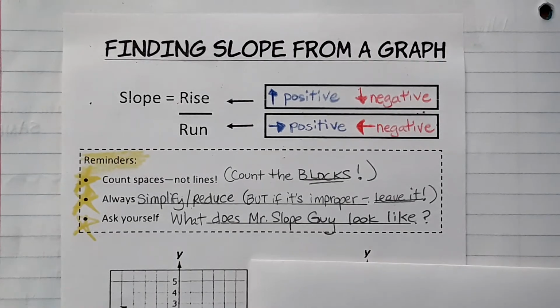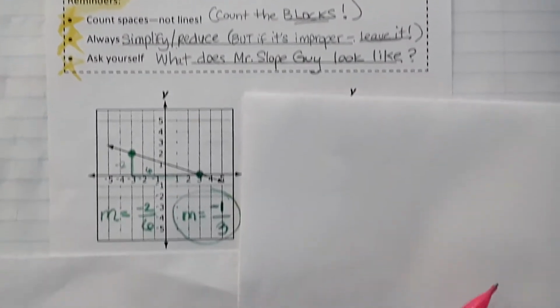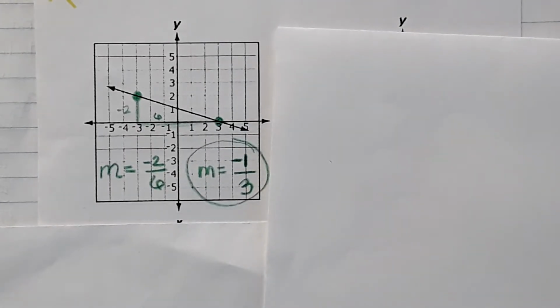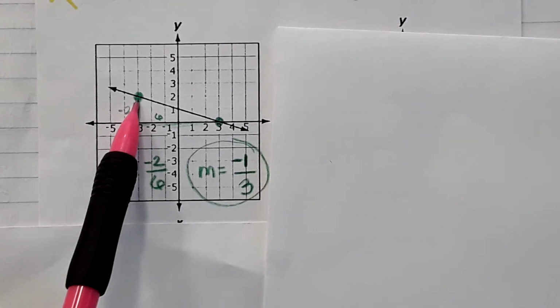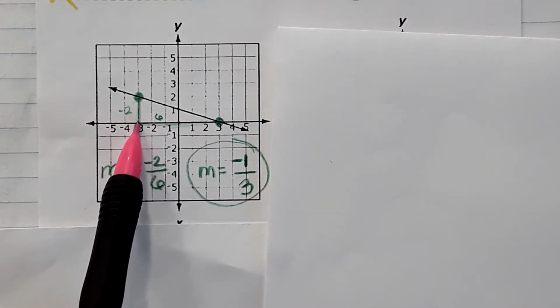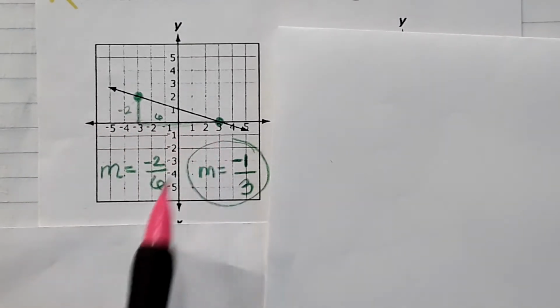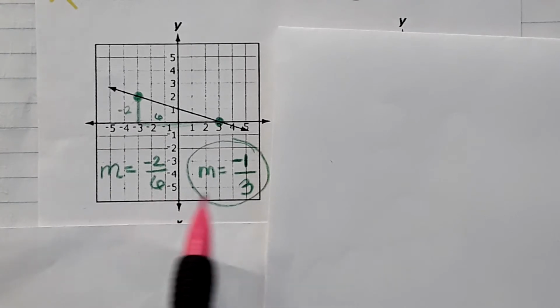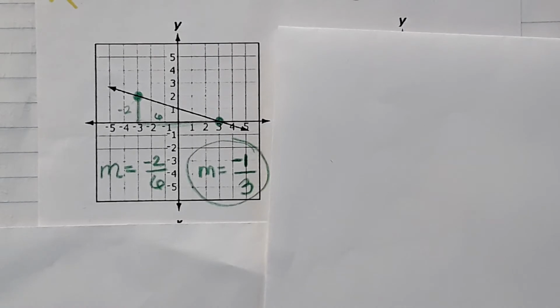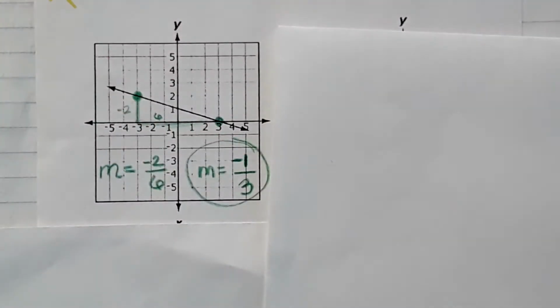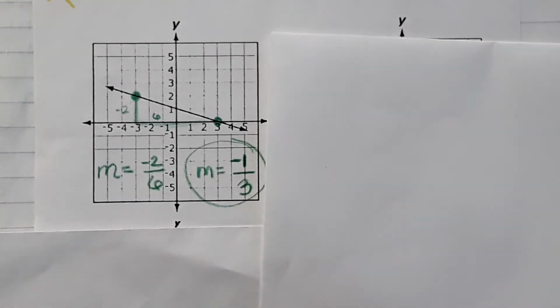So let's begin. On the top left here, you can pick any 2 points you want. I have picked these 2 points. And remember, slope is rise over run. So I'm going to count. Rise is -2 because that's down. Over, run is a +6 because that's to the right. And when I simplify by a factor of 2, my slope is -1/3. And because it's going in this direction, remember you can think of the slope tree or Mr. Slope Guy, it should be a negative slope.